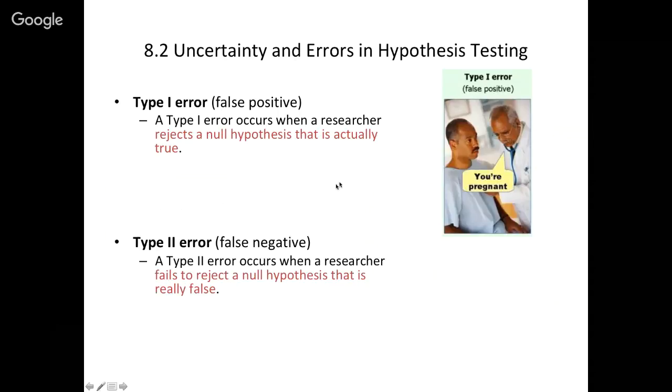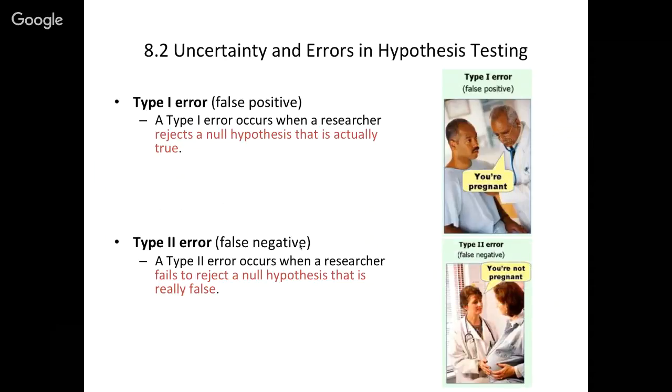And type 2 error is the false negative effect. It means we fail to reject the null hypothesis, but the null is really false. We do have an effect, but we didn't get enough evidence to reject the null.